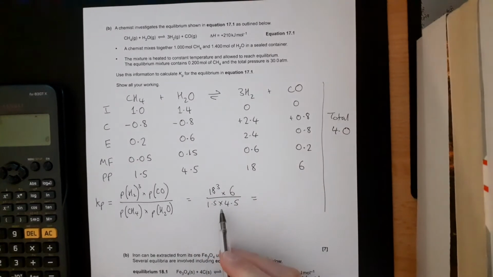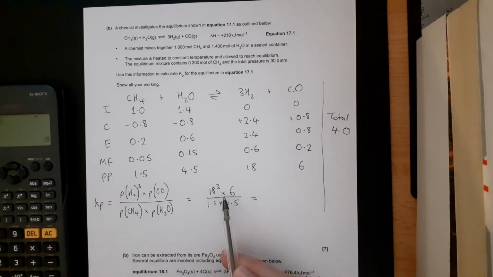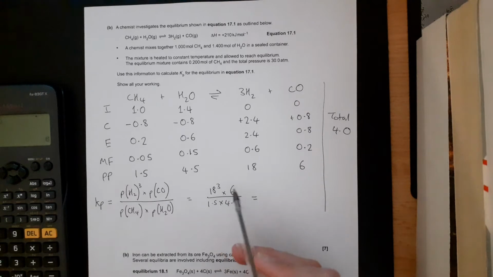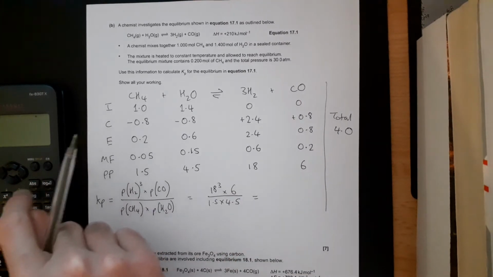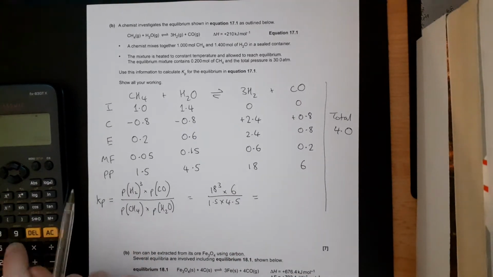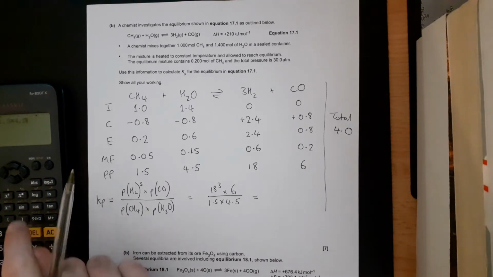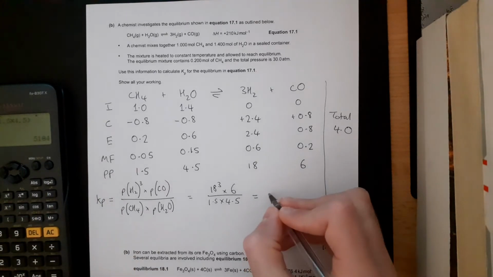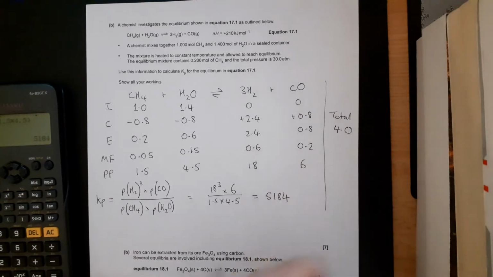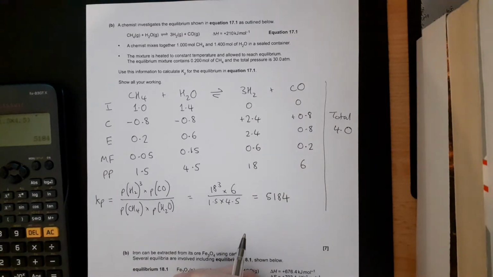Okay, and then look at this. This is going to be a big number, right? The top is much bigger than the bottom. So we're expecting a pretty large value here for our Kp. So let's just work this out. 18 to the power of 3 times 6 divided by 1.5 times 4.5. And we're getting 5,184.